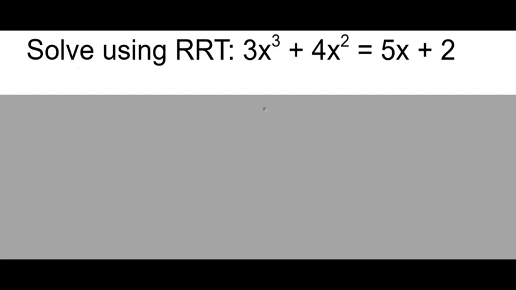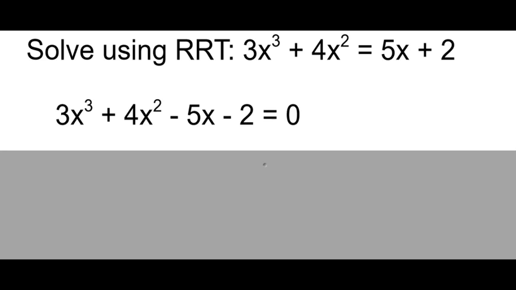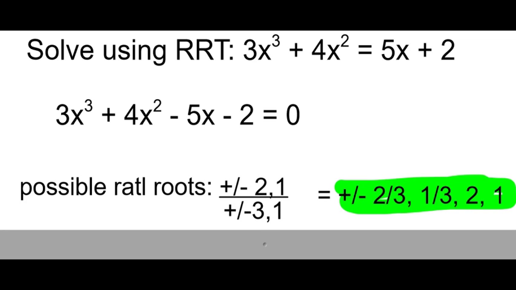Okay, now let's use the rational root theorem to try to solve an equation. So the first thing I'm going to do is move the couple of terms from the right side to the left side and set them equal to 0. Next, I'm writing out the possible rational roots. So p is the constant term 2. I'm writing out its factors, plus or minus 2 and 1. Q is the number 3, so its factors are going to be plus or minus 3 or 1. So I write out I've got 8 different possible roots there in green.